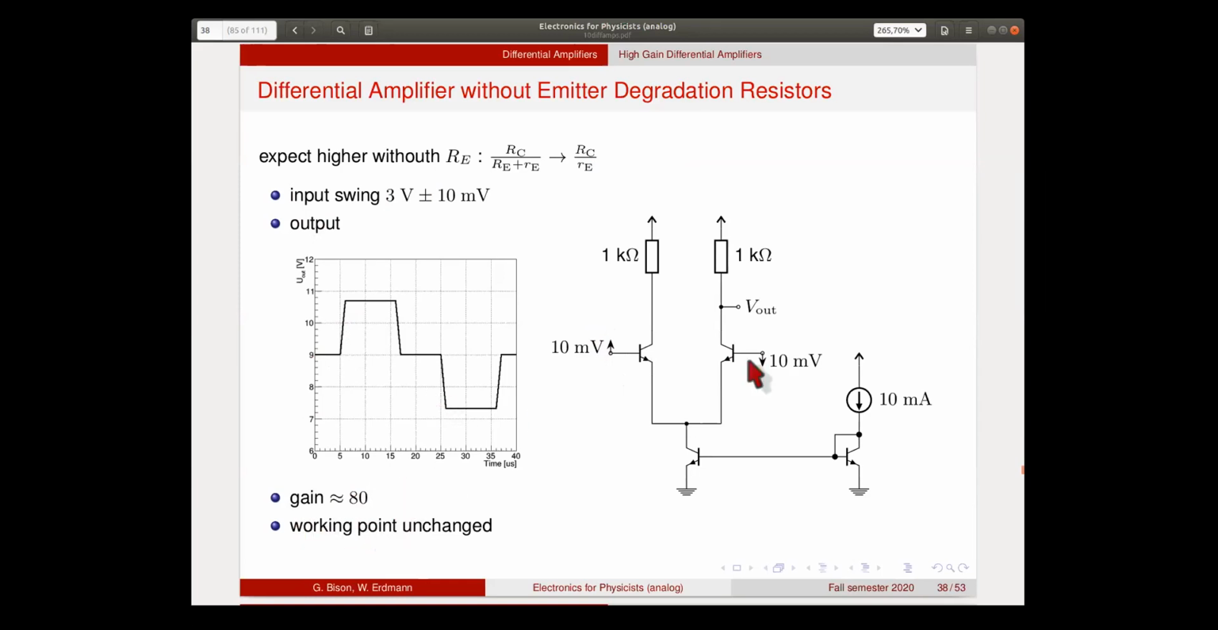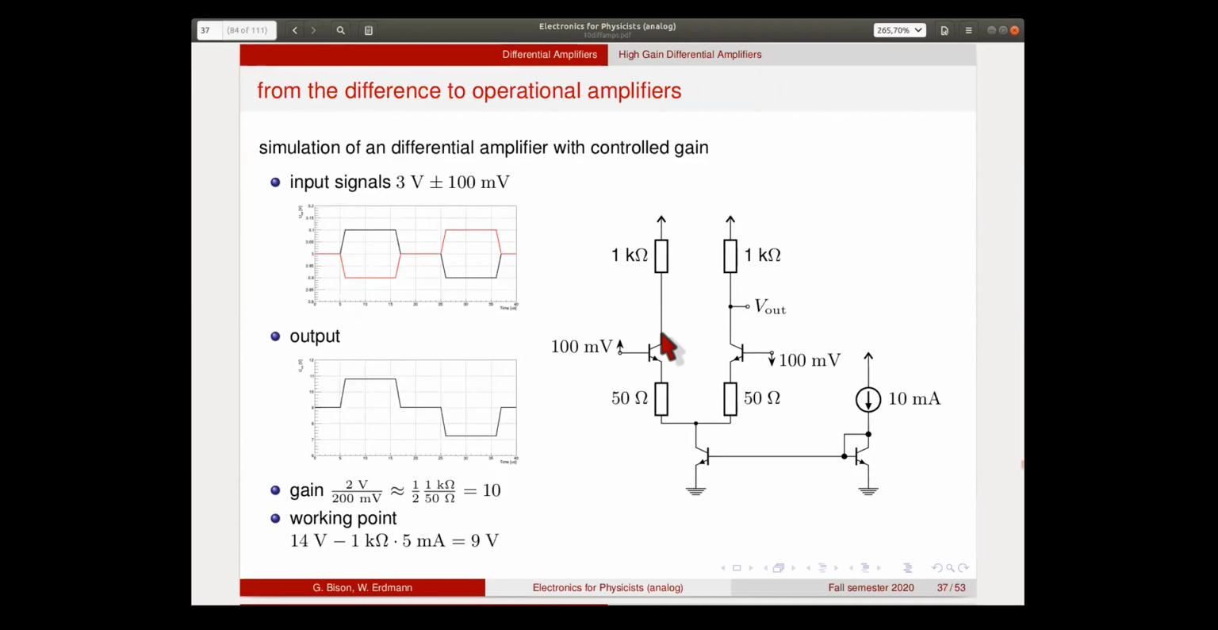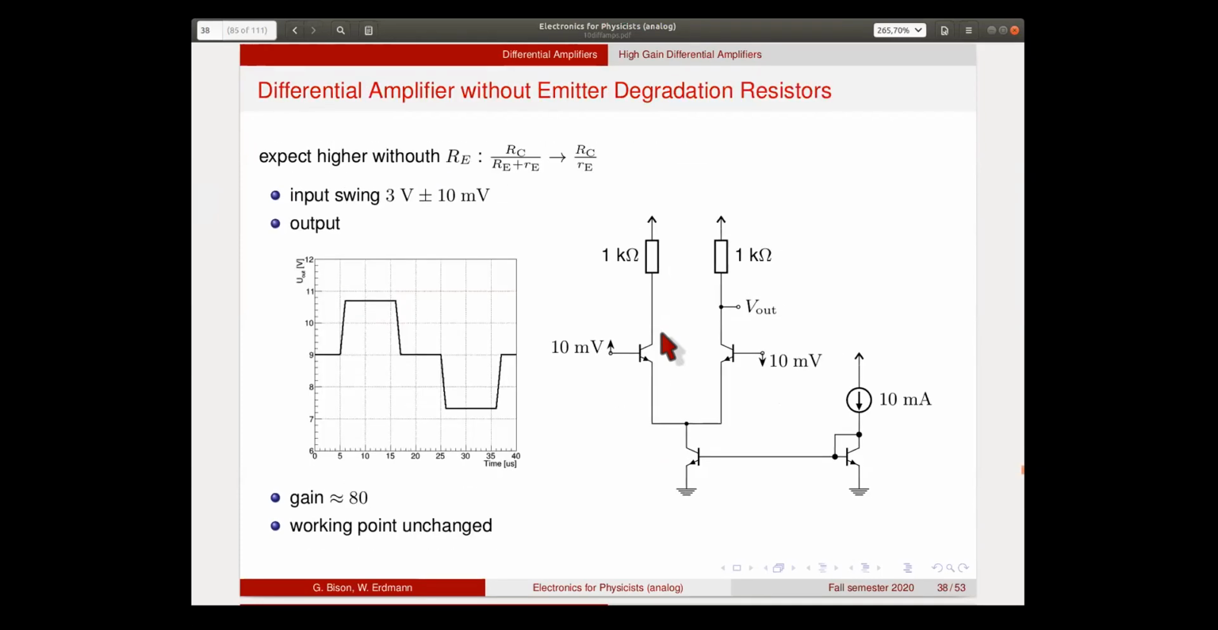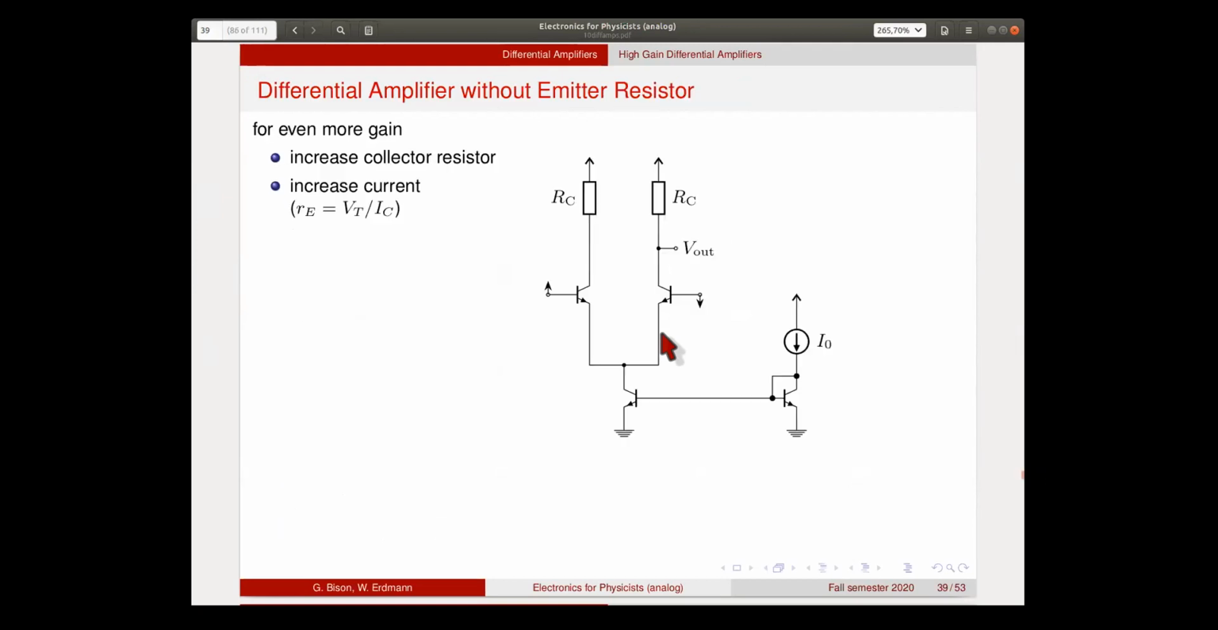Okay, the working point is unchanged by this. So this node moved up a little bit, but that has no impact on this node, which is given by the currents that flow here. So now we went from a gain of 10 to roughly a gain of 80. Is that right? Yes. We have a much higher gain.